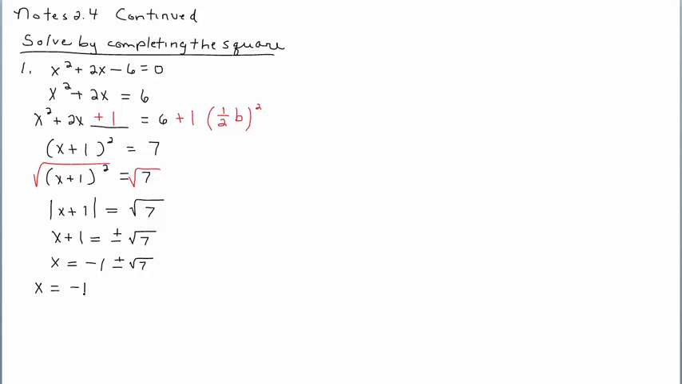But sometimes it's good to see them written out separately. So negative 1 minus the square root of 7 would be the smaller number, and negative 1 plus square root of 7 would be the larger number, if we wanted to put them in order.